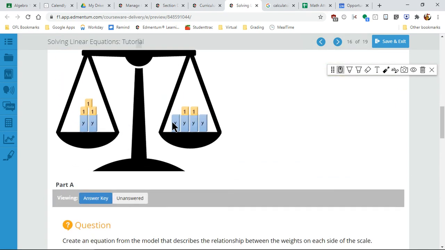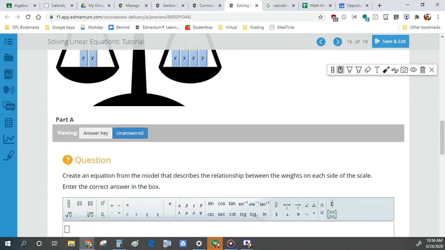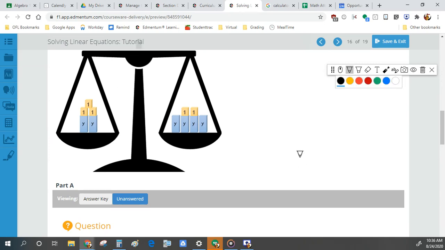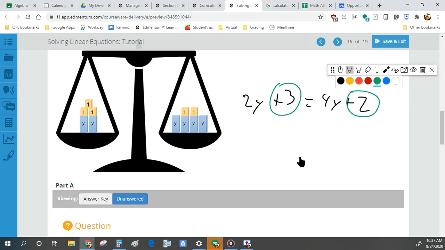So again, the way I like to think about this is the idea of crossing stuff out. If I wanted to write this out, I would write I have 2y's plus 3 equals 1, 2, 3, 4, 4y's plus 2. So from here, I want to get all of my constants over to one side. I'm not a big fan of negative numbers, so when I subtract, I'm going to make sure to subtract to get a positive number.